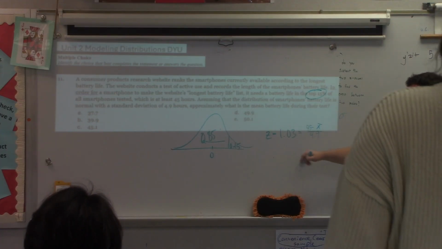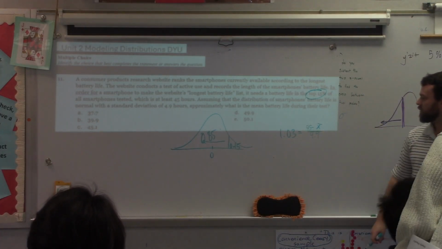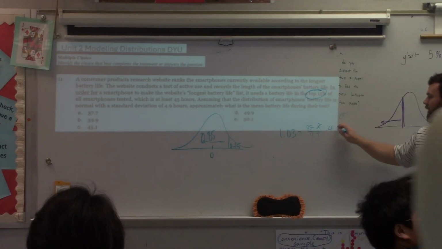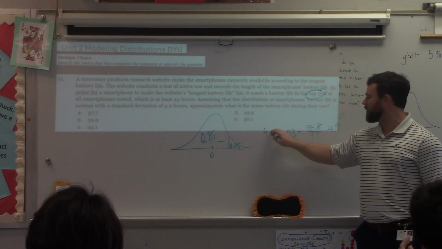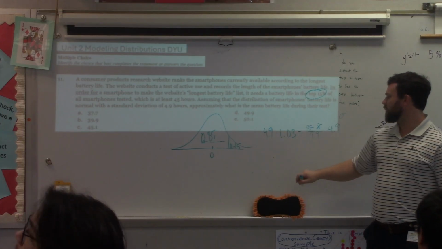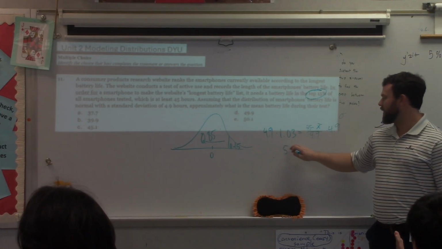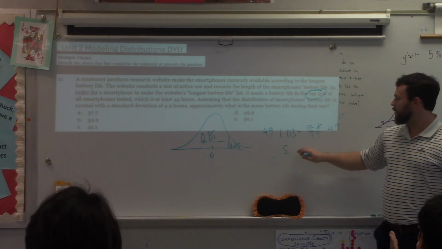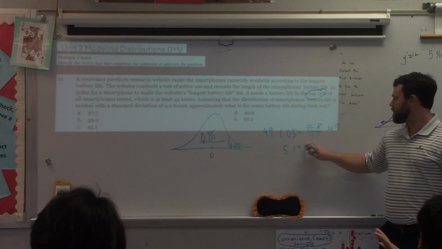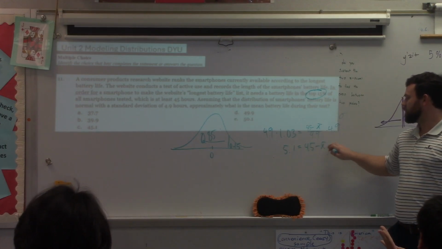But how do I solve it? How do I figure it out from here? Times 4.9. I just solve it. I use inverses and properties of equality. So that's 5 point something. I don't remember, 5.1 maybe?